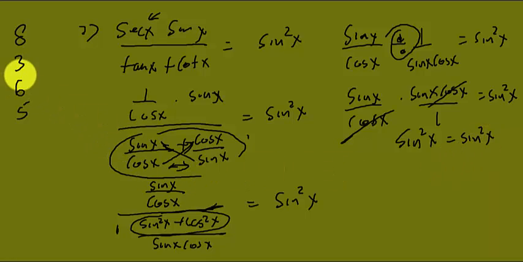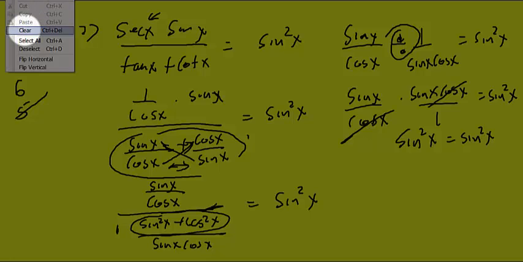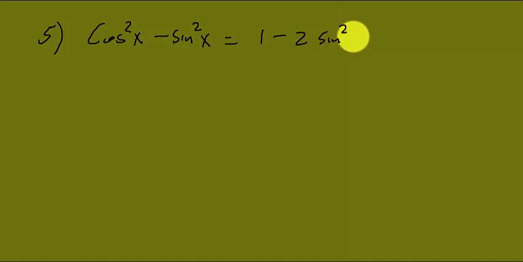So let's go to 5, 6, and 8. Number 5: cosine squared x minus sine squared x is equal to 1 minus 2 sine squared x.